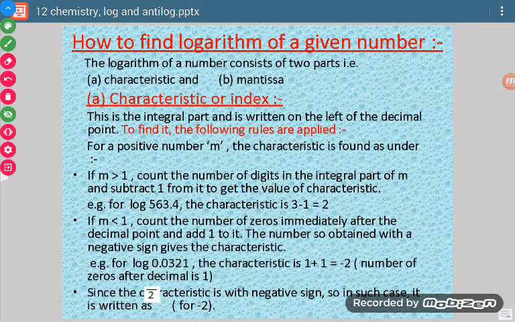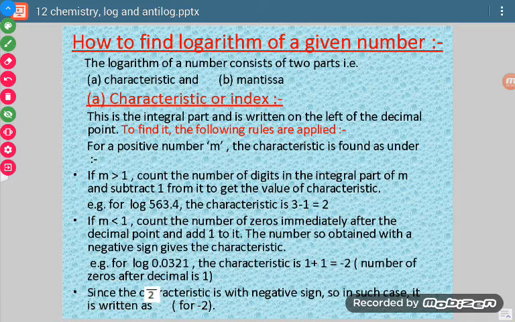First part is characteristic. We say index also to this, but mostly we use the word characteristic only. Now this is the integral part. Integral part means that portion which comes before the decimal. This is the integral part and is written on the left of the decimal point. Now how to find it?